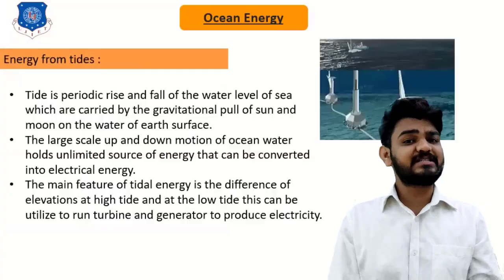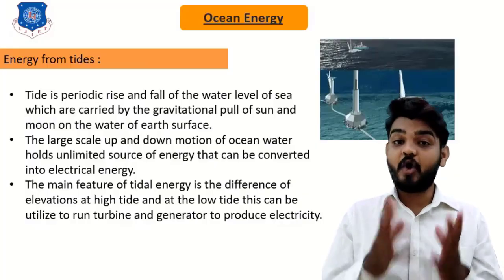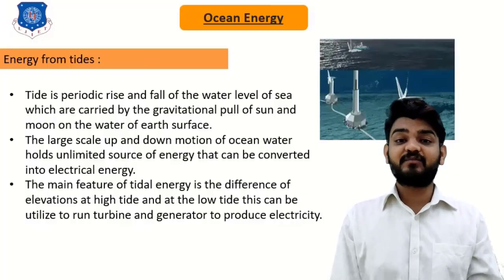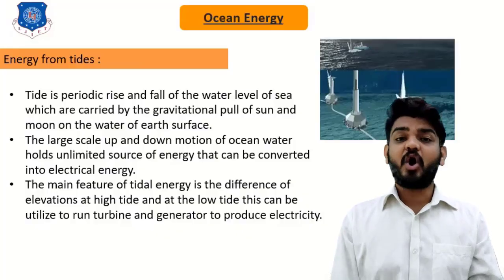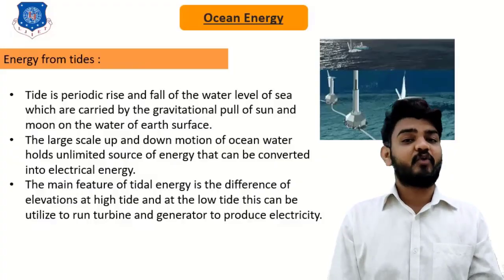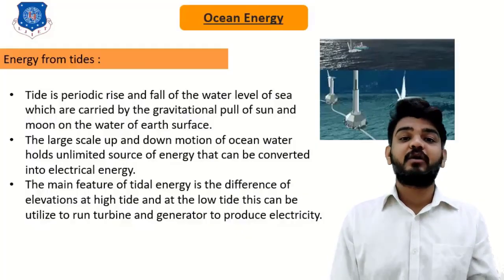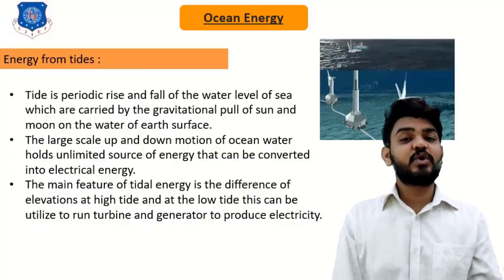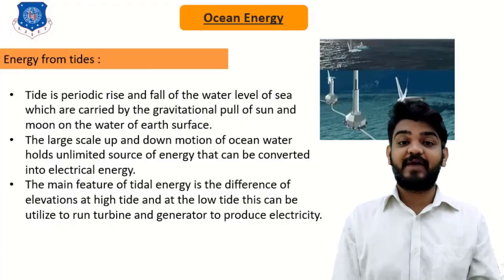Well, you must have noticed that during some part of the day, the water of the ocean starts falling down, and during some part of the day, this water rises again. This phenomenon is known as tides. Tides are caused due to the gravitational pull of the moon and sun on the water bodies of the earth. The huge up and down movement of water bodies in the ocean holds a great amount of energy. So we can always utilize this energy to get some useful form of energy.